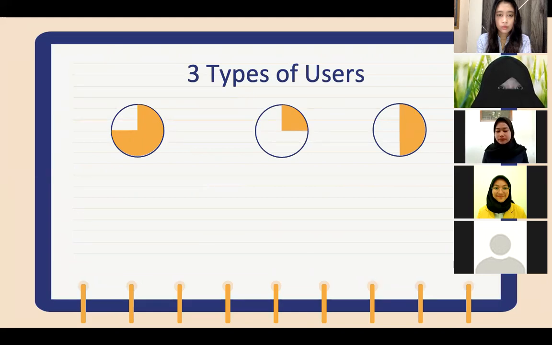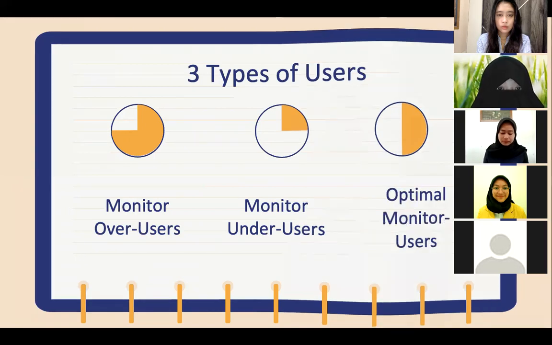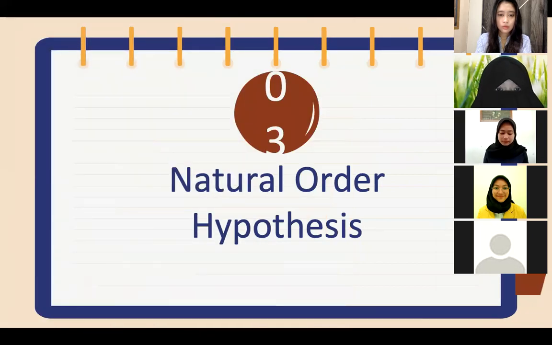Three types of users. The first one is monitor over users. The second one is monitor under users. And the last one is optimal monitor users. So the next presentation will be presented by Kiki.